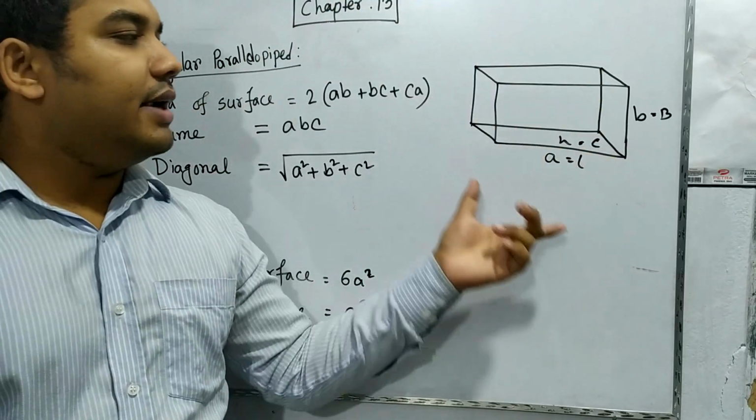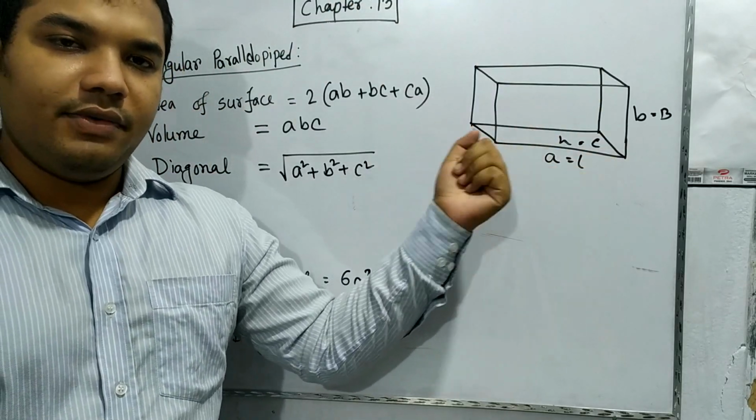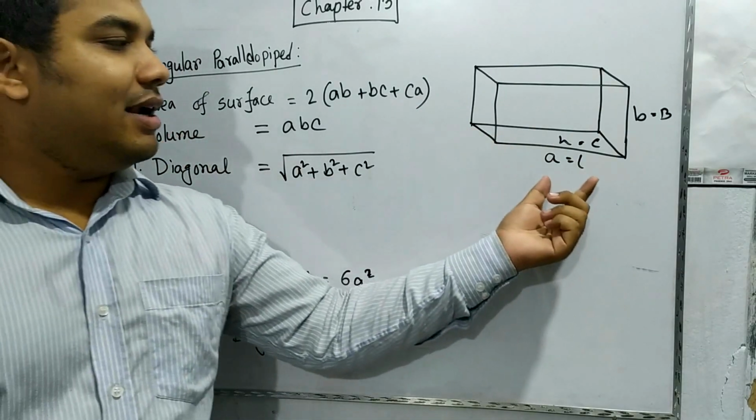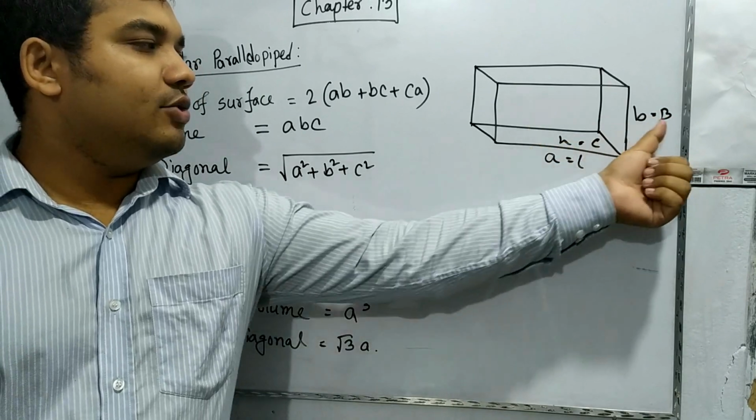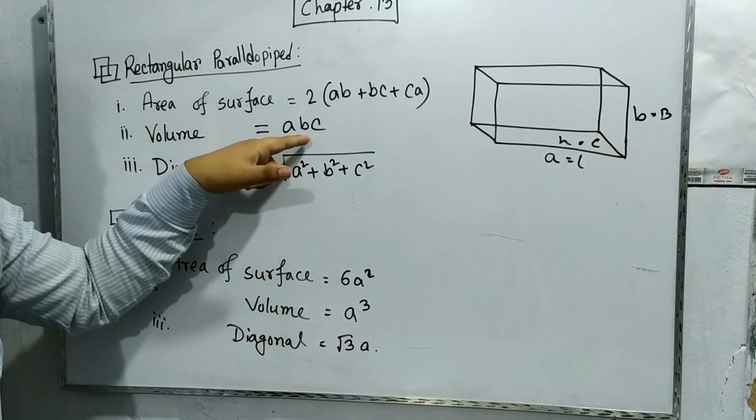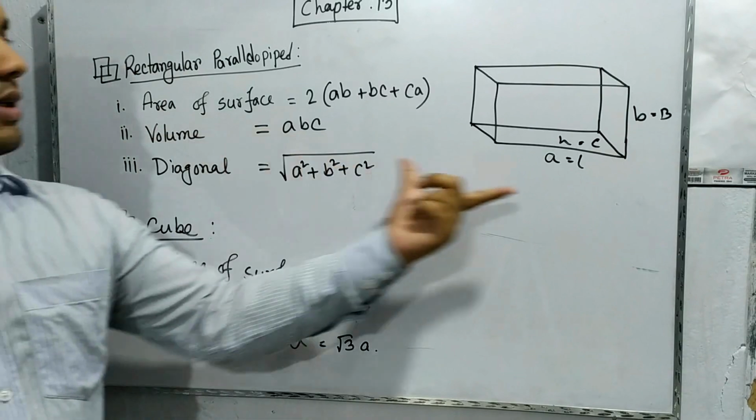And how can we find the volume of that solid? The volume will be just the multiplication of length, breadth and height, that is A into B into C. So this is the way we can find the volume of that part.